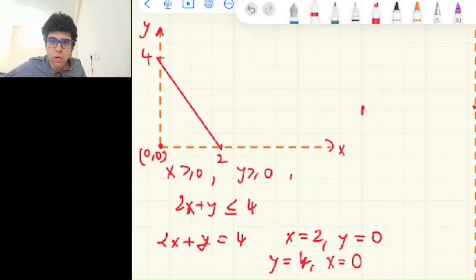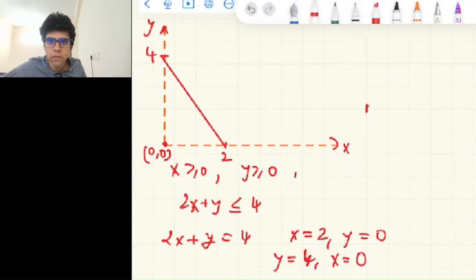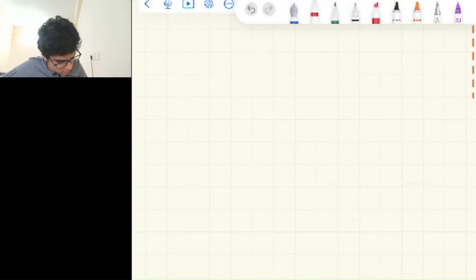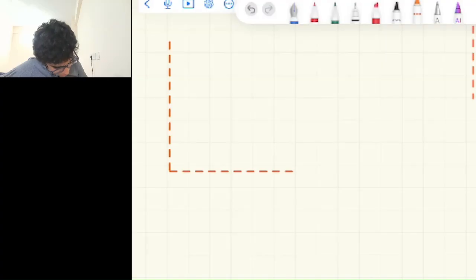So these are the 2 points. This is our region that we need to check. Let me just draw the diagram again now. So this is my diagram.